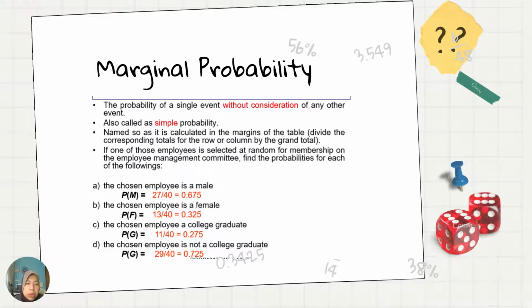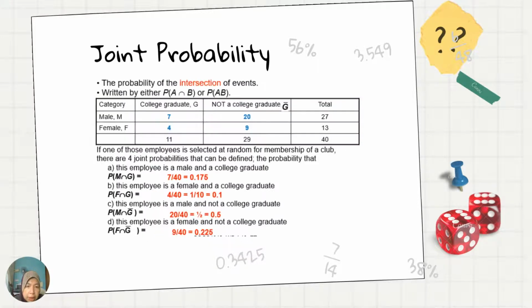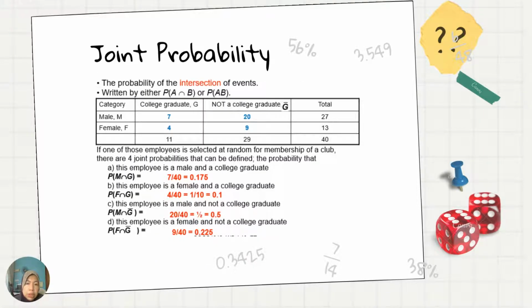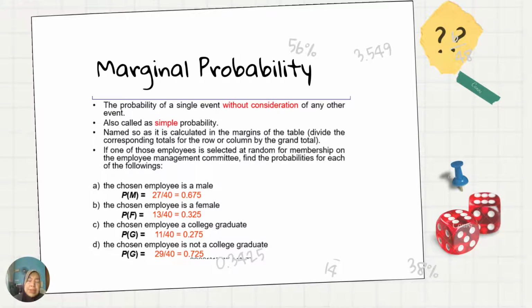So college graduate, 11, where does it come from? We take this 11 as the college graduate total from female and male. And last one, not college graduate, we take from the total for non-college graduate. It is denoted as G bar here. So actually all the symbols here depend on what you denote in the table. So that is marginal or simple probability. It is a simple single event, not related to another event.